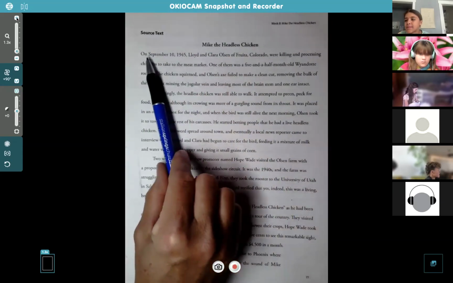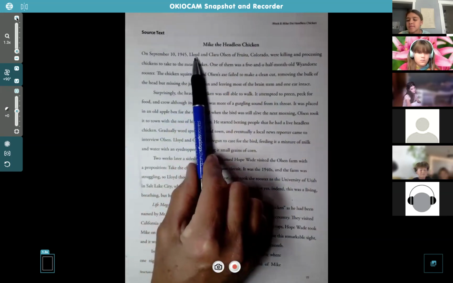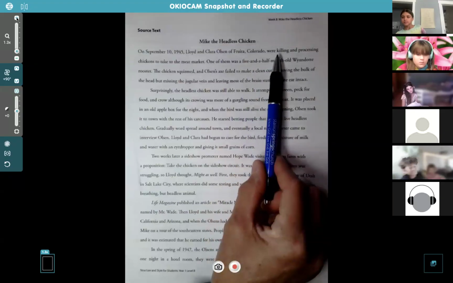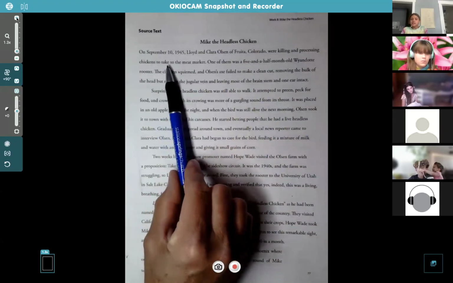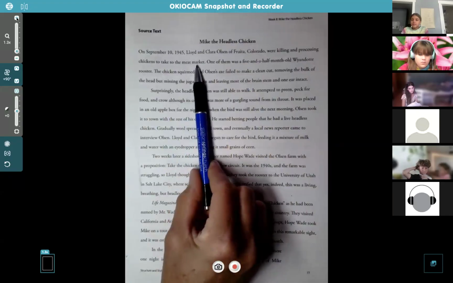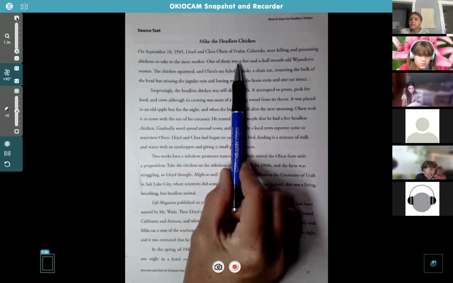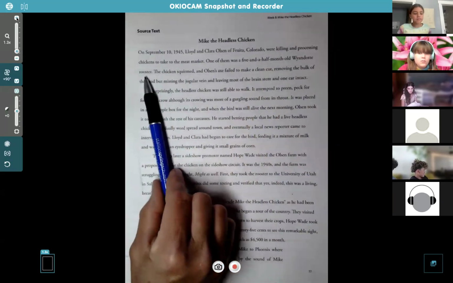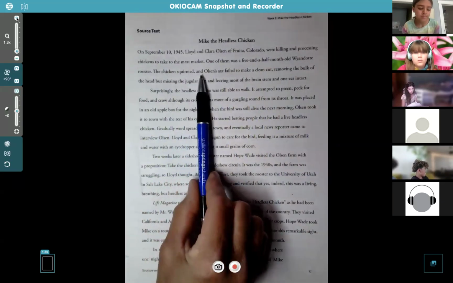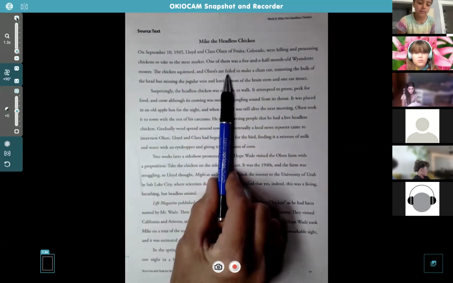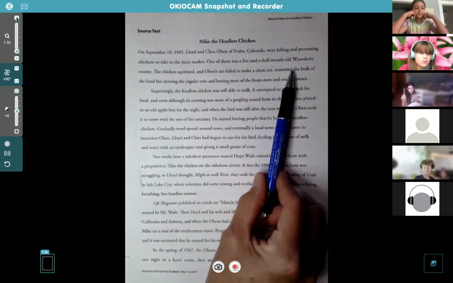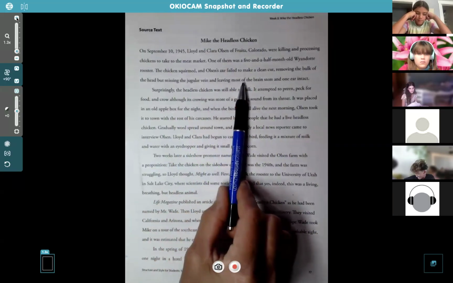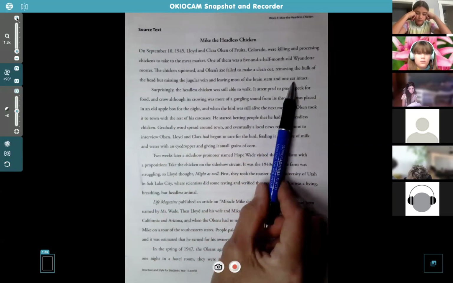So on September 10th, 1945, Lloyd and Clara Olson of Fruita, Colorado, were killing and processing chickens to take to the meat market. One of them was a 5.5-month-old Wyandotte rooster. The chicken squirmed, and Olson's axe failed to make a clean cut, removing the bulk of the head but missing the jugular vein and leaving most of the brain stem and one ear intact.